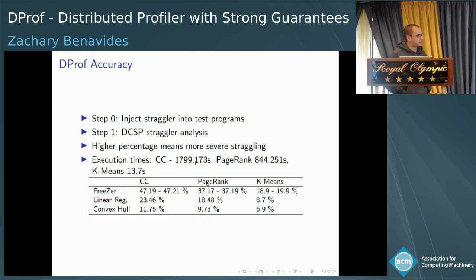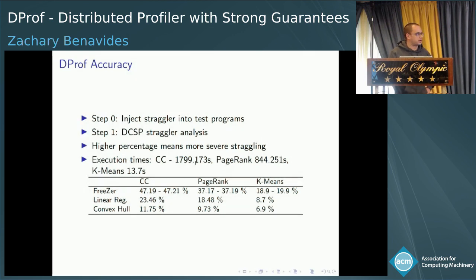Okay, so finally we used DCSP and DCause to do a holistic accuracy evaluation of DProf with Freezer as opposed to other synchronization methods. We started off by taking 3 programs under test: a connected components program, a PageRank program, and a k-means program. These were all running on a heterogeneous cluster that we built out of basically the machines that we just had in our lab. That included a file server and the machine that I used as my desktop, plus some compute servers that we had lying around. So all over the board kind of thing.